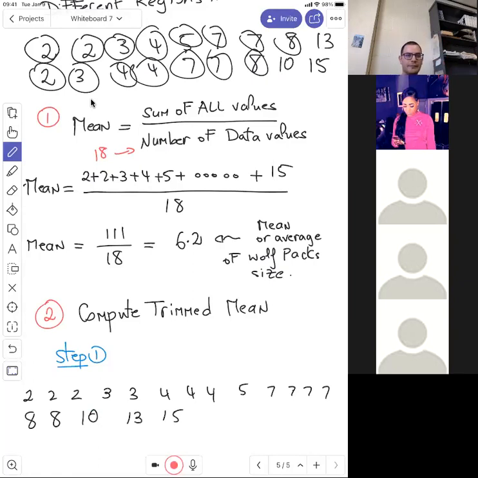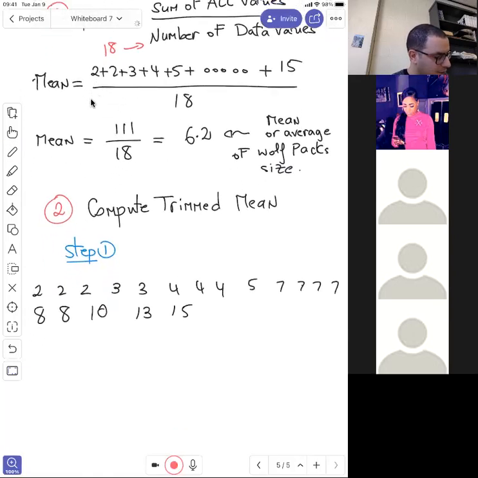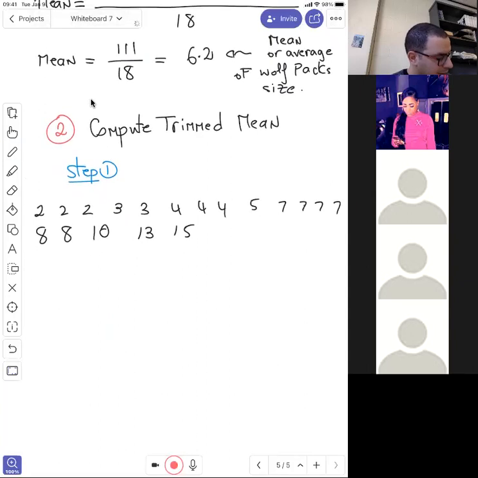Okay. So I ordered my data values. Of course, if you have three 2s, you have to write down the three 2s, not just one 2, right? We have three 2s, so we keep the same number of data values. All right, that's the first step.